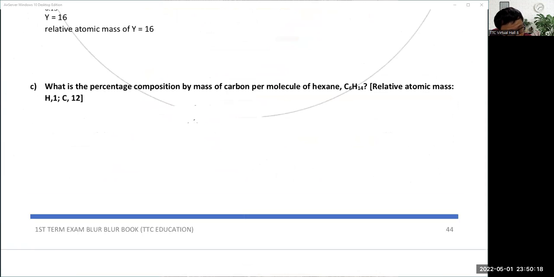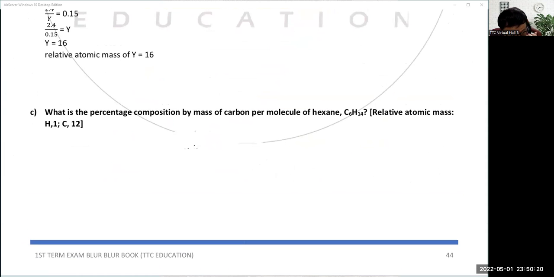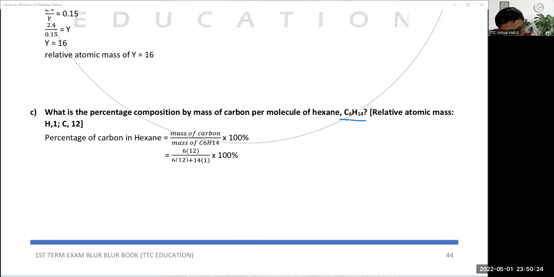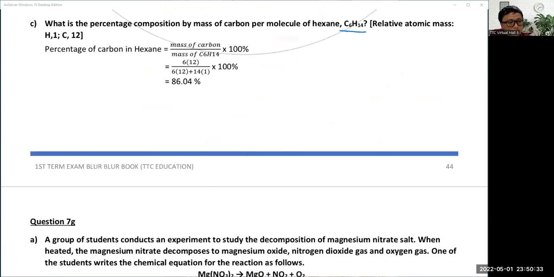What is the percentage of the carbon in this thing? So you take the carbon mass, which is 6 carbon, 6 times 12, divided by total mass, 6 times 12 plus 14 times 1. You get a percentage of 86.01%.